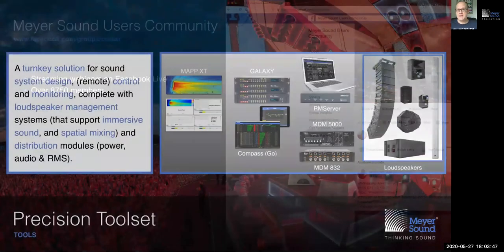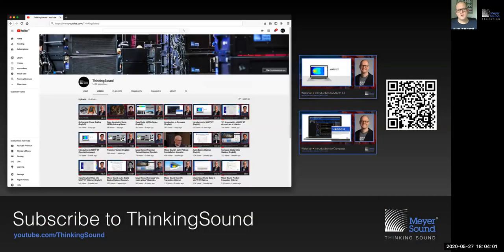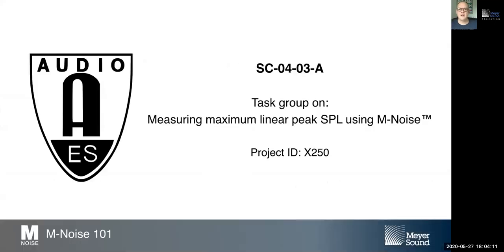And that means that, as always, we're going to talk about another pillar. This is basically one of the most recent additions to our tool set, which is M noise. M noise is something that is very dear to us, as we're about to discover. So let's take it away. What is M noise? M noise is a new test signal that is a better approximation for music, the program material that you and I ultimately end up listening to.